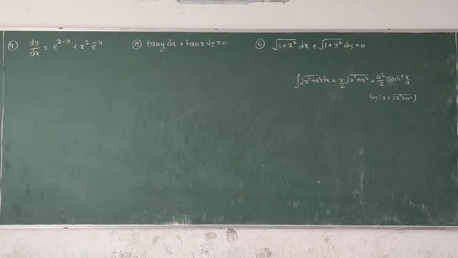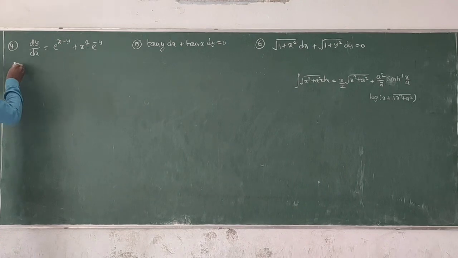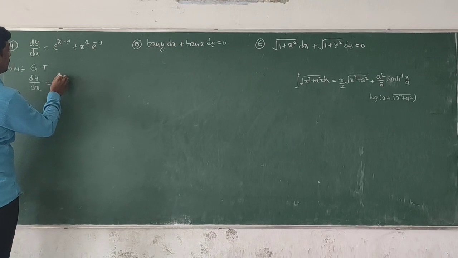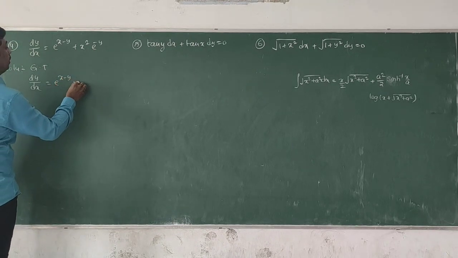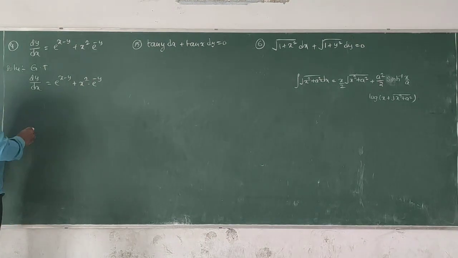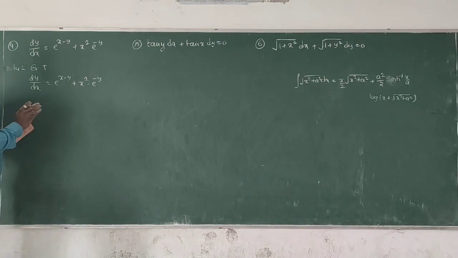Yes, students, next continuation, fourth problem, in this variable separable method only. In the solution, first, given that dy by dx equals e power x minus y plus x square into e power minus y. Now we need to separate the variables.